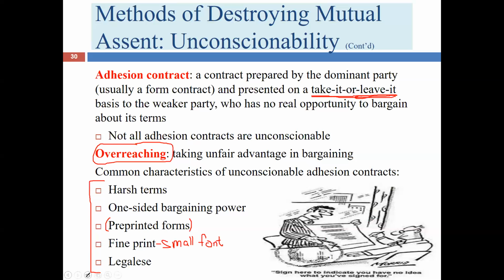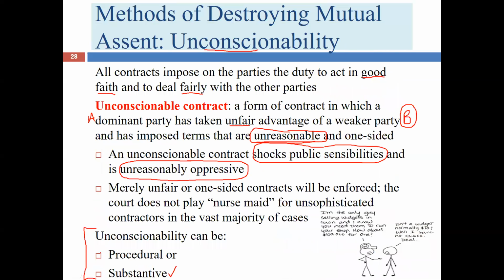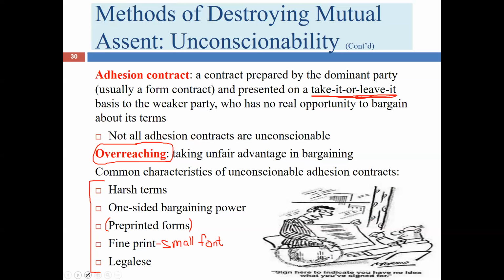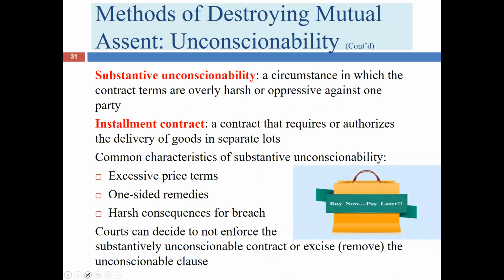Okay, so we've talked about procedural unconscionability. Now we're going to talk about the second flavor of unconscionability, which is substantive. And this is probably the more common category. So what is substantive unconscionability? Well, substantive, first of all, it's the adjective form for the word substance. Right? So the substance of something is, what is it made of?